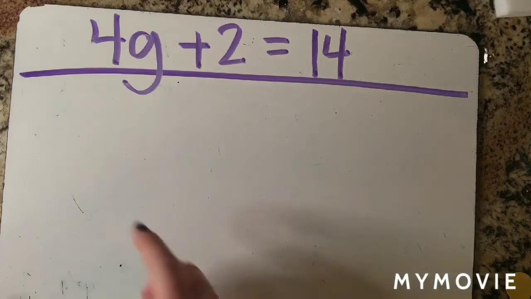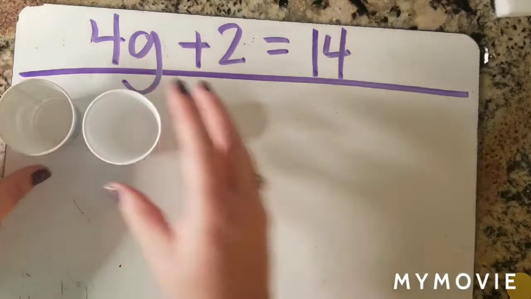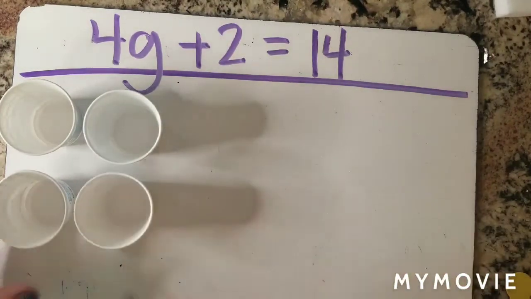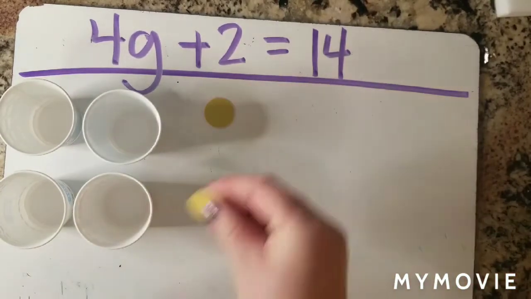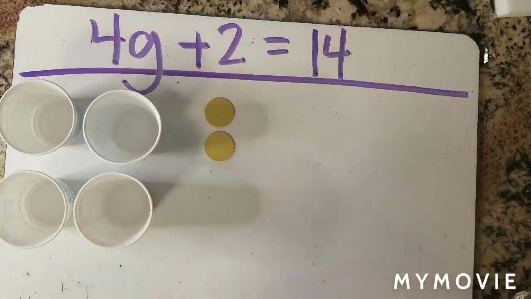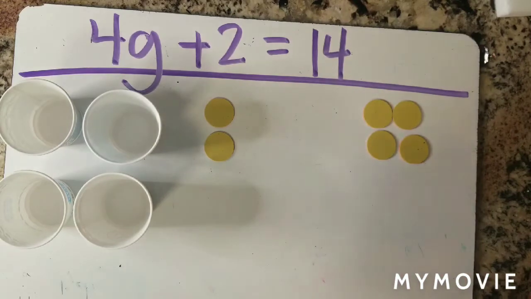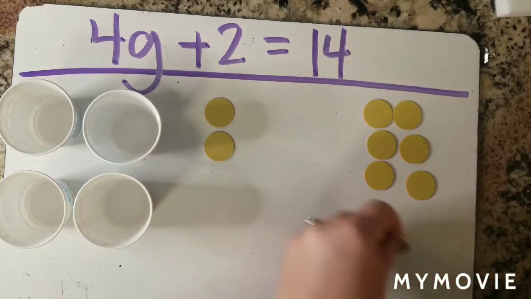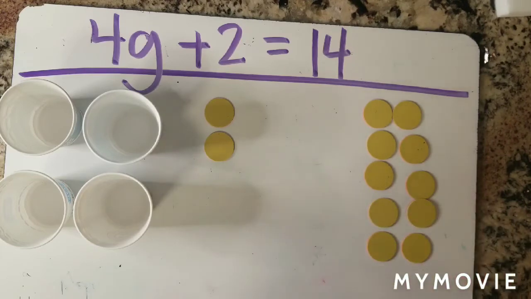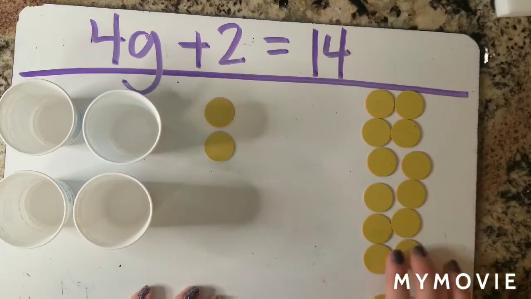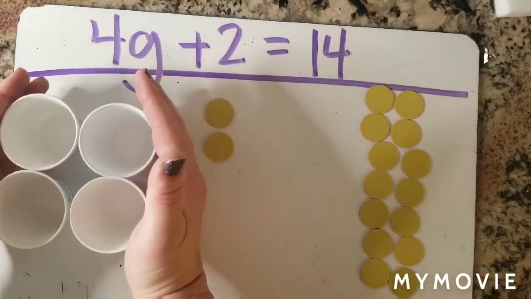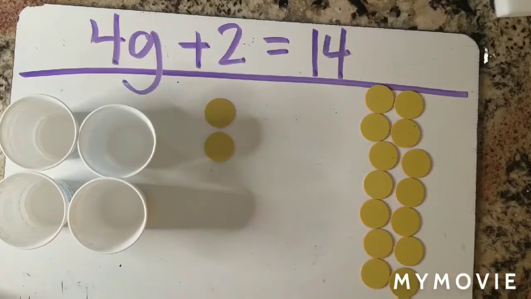Let's model it. We have 4G, so we have 1, 2, 3, 4, plus 2, which is a positive 2, 1, 2, and positive 14. 2, 4, 6, 8, 10, 12, 14. So I have positive 14. 2, 4, 6, 8, 10, 12, 14. Okay, 4G, so I have 4 cups, positive 2, positive 14.